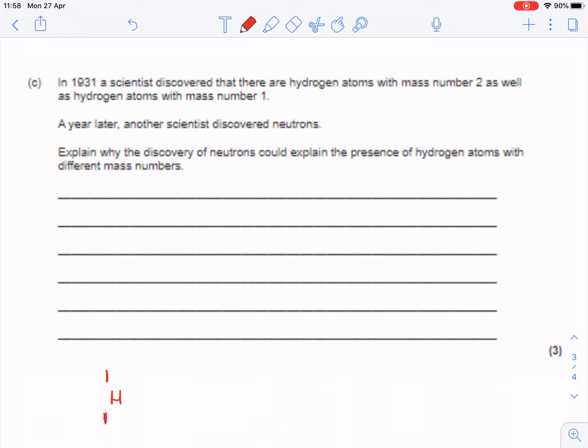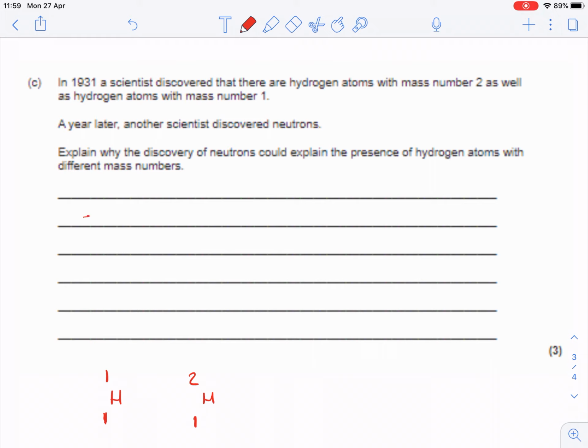But as you can see here, there were some that were found with a mass number of 2. So if I write that out here, 2H1. So again, we've still got 1 proton because we've got our atomic number of 1. But what you'll notice is we've got a mass number of 2. So if we do 2, the mass number, minus the atomic number 1, it leaves behind 1. So that means there is 1 neutron present in those isotopes of hydrogen there. So the question is asking, explain why the discovery of neutrons could explain the presence of hydrogen atoms with different mass numbers.